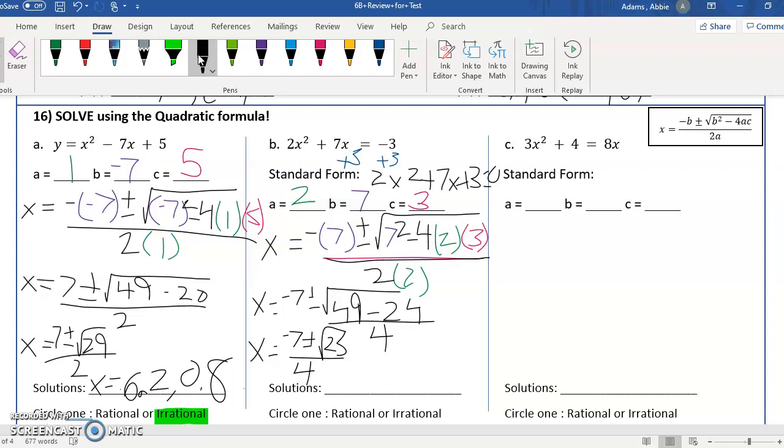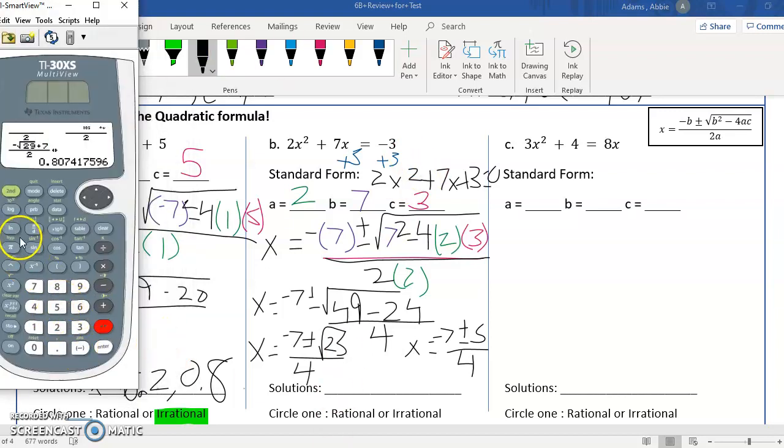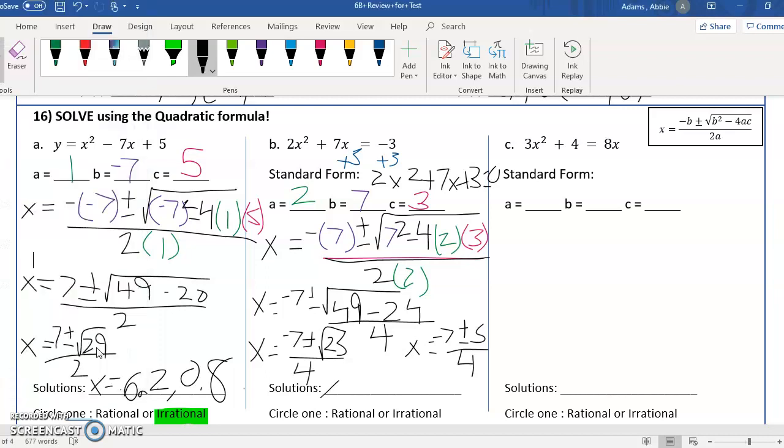Well, that's pretty easy. Square root of 25, that's a rational number. That's going to be 5. So I have x equals negative 7 plus or minus 5 divided by 4. All right, use your calculator or use your brains, either way. So I'm going to say negative 7 plus 5 divided by 4. So it's going to give me negative 1/2 as one of my solutions.